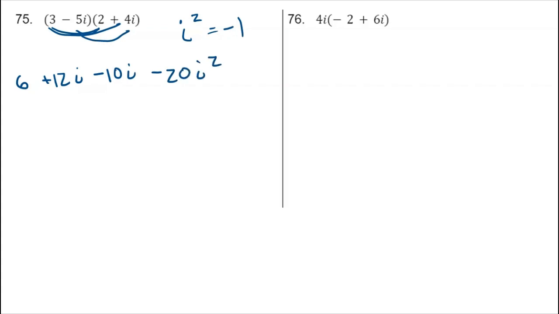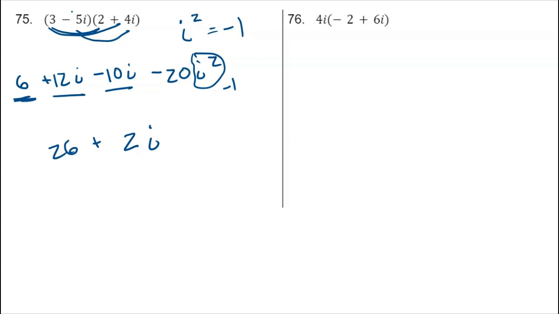Now we have 12i and -10i. Those are our imaginary parts, which is of course just going to be 2i. Now remember, i squared is equal to -1. So we have -20 times -1, which is going to make a positive 20. With that 6 in front, it's going to be 26. So that -20i squared becomes a real number when the i squared turns into a -1. Just make sure you don't forget to make -20 a positive 20, and combine it with that 6 to get 26.